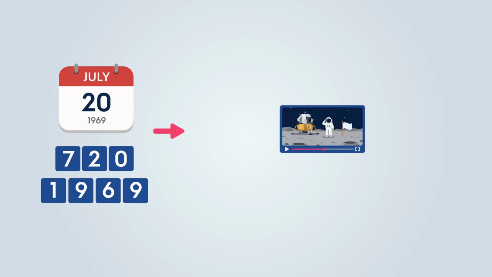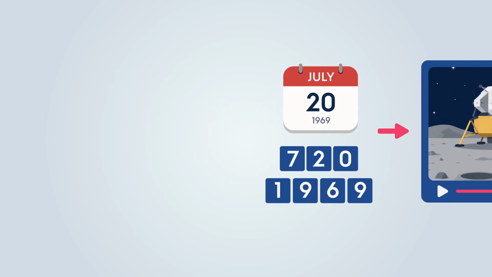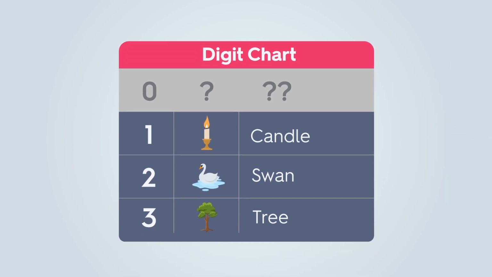The key is to choose a consistent format first, then encode the digits the same way every time. Another common error is forgetting that 0 needs its own person, action, and object. If 0 appears in a number, it must be just as memorable as every other digit.